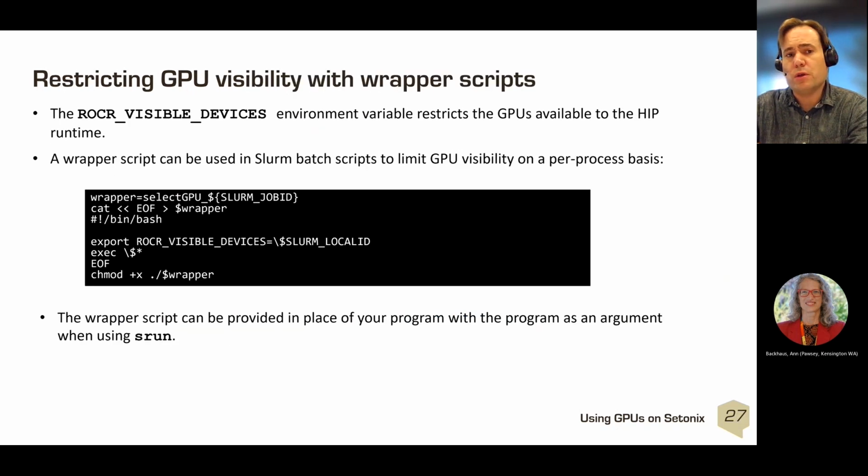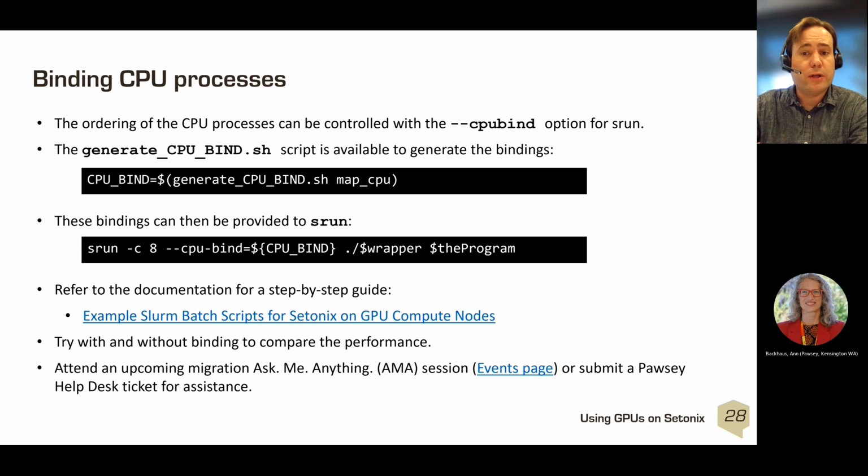And you can combine this with your CPU binding, which allows you to control the ordering of the placement of your processes onto the CPU. We have a script called generate CPU bind, which is available to generate bindings if you'd like to do that. So the command is just there, and you then provide these bindings through srun. If you'd prefer not to use the script, it's also possible just to specify these bindings yourself as a comma separated list of numerical IDs of the CPU.